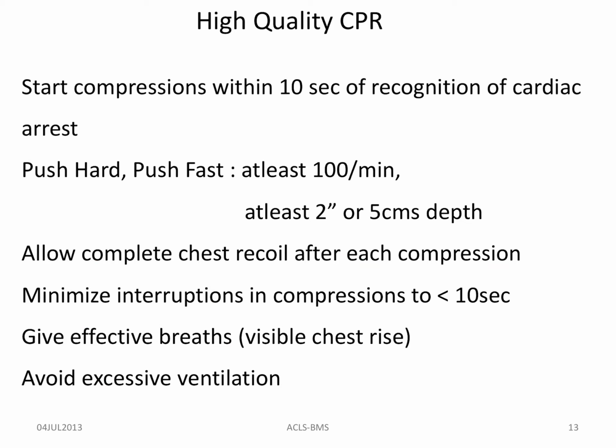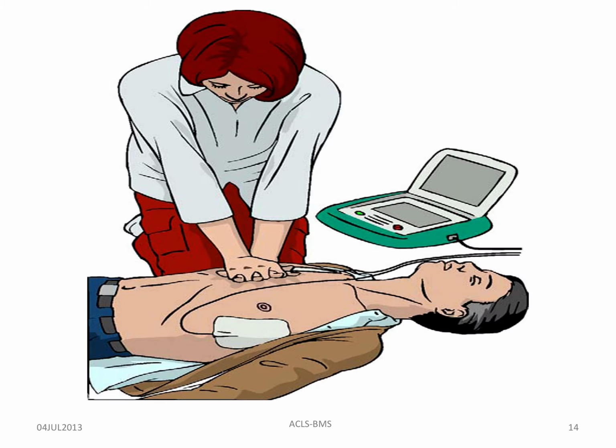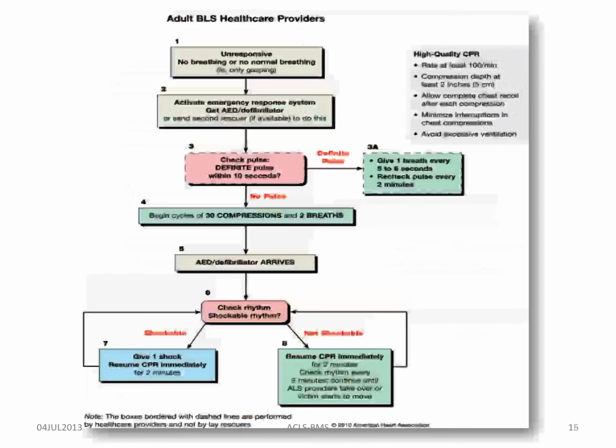Give effective breaths, that is visible chest rise. That is, you have to give a mouth-to-mouth resuscitation, and it should not be just a mouth-to-mouth, but the air should flow from your lungs to his lungs or her lungs, and then there should be a visible chest rise, and that is an indication that air is actually moving into his lungs. Avoid excessive ventilation. So this is a picture showing the chest compression.